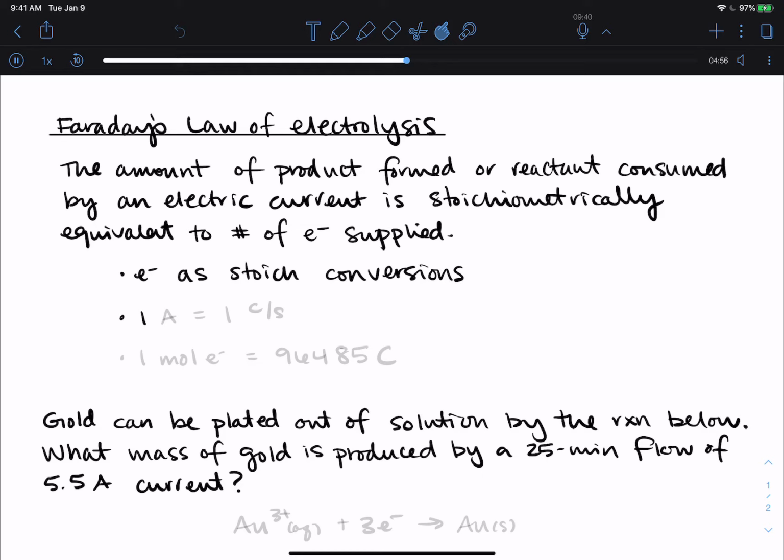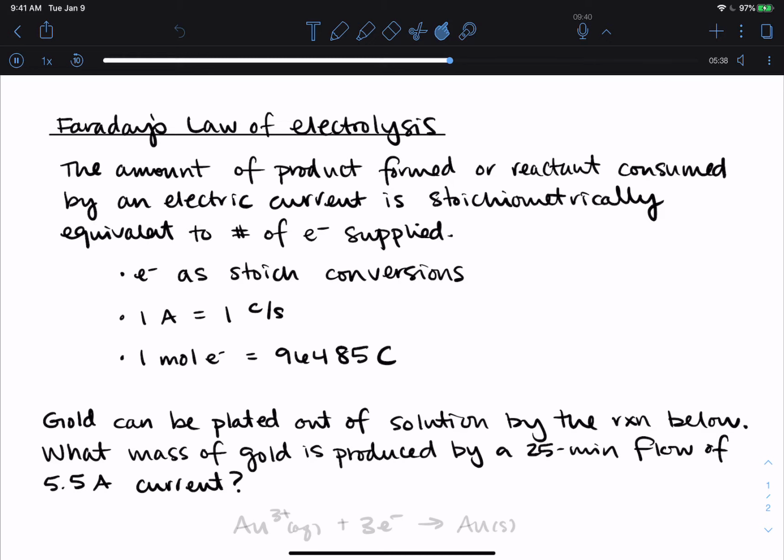You will need to remember that 1 amp is equal to 1 coulomb per second, because we'll usually talk about how long the current in amps is supplied. So you'll have a time period, and then you'll need Faraday's constant, which is just telling you that 1 mole of electrons carries a charge of 96485 coulombs. So what I'm going to do is pause this video, write out a quick practice problem, and then we'll step through some of these conversions.